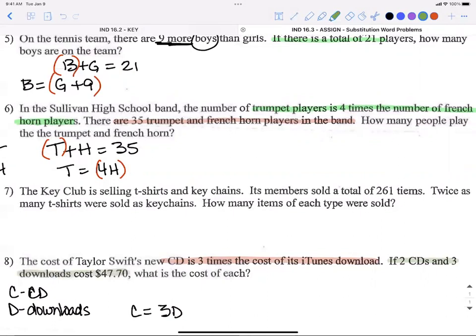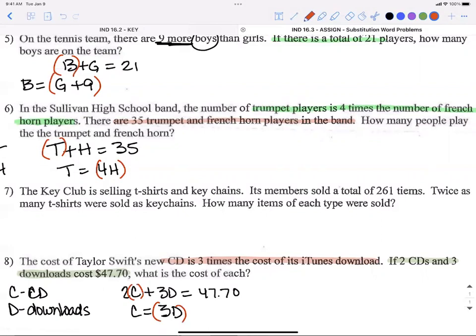The other thing I know about this is that if 2 CDs and 3 downloads add up together, they cost $47.70. So that equation is going to look like this: 2 CDs plus 3 downloads totals $47.70. Okay. And again, you've got 3D in place of C. Substitute it in and solve.